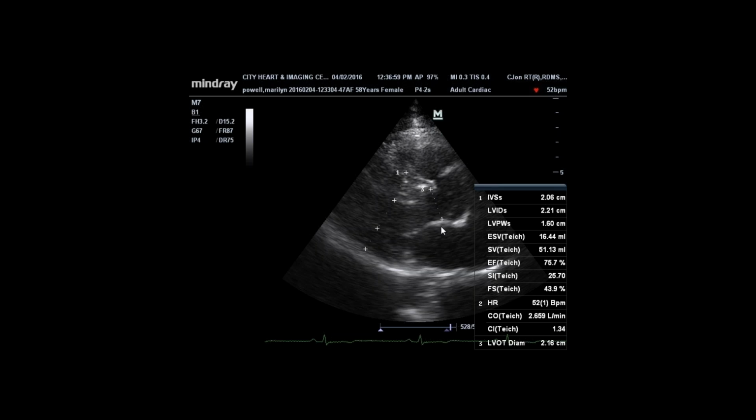You're also going to measure the size of the left atrium. Okay, size of the left atrium. And remember, your measurement should be perpendicular to the walls.